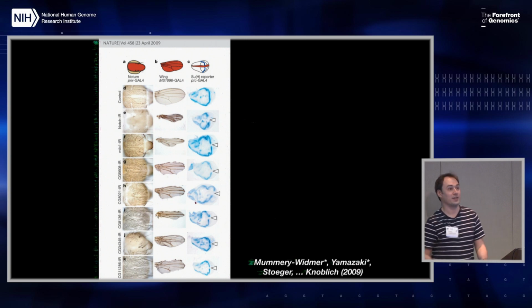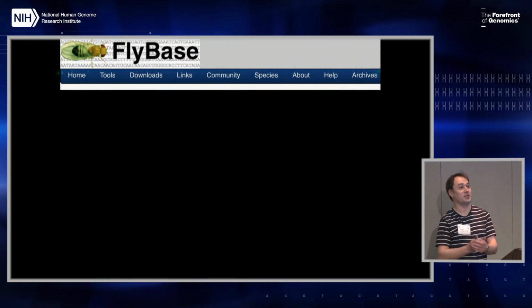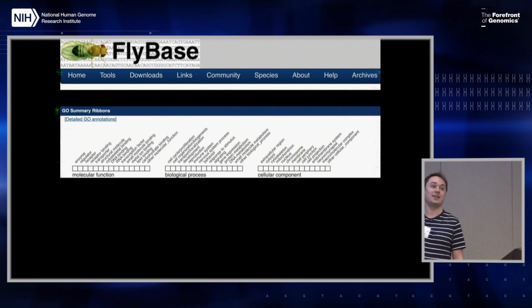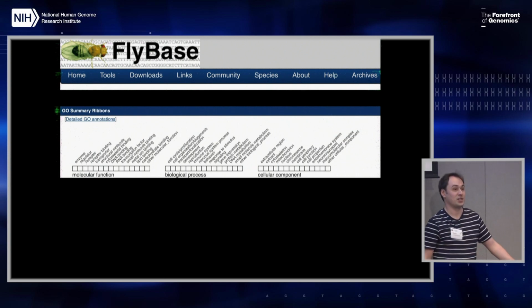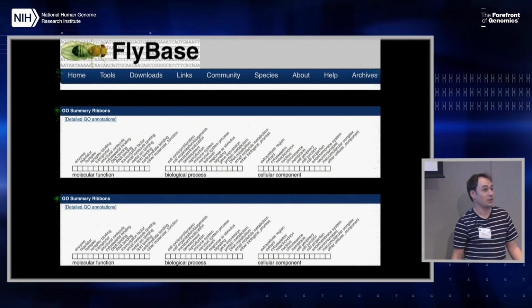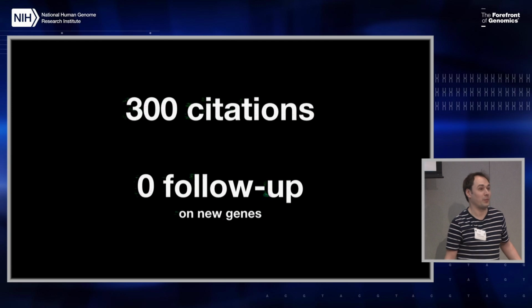But let's fast forward 10 years and visit Flybase, an excellent computational resource. Essentially, Flybase accumulates all types of different information which is known about individual genes in the fly. And here is the summary of one of those genes. Every green square that you see indicates that something is wrong. In short, this was the impact of our publication.